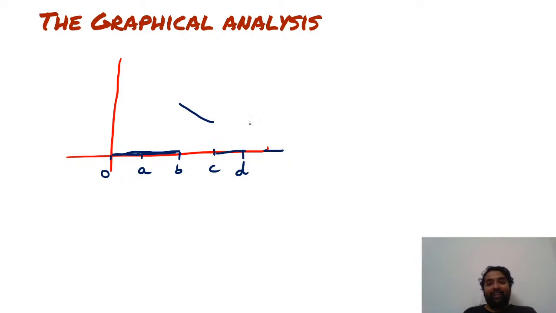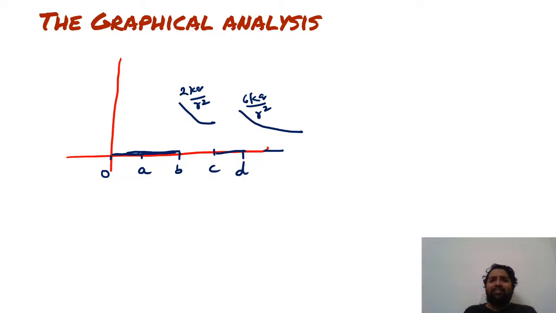And from C to D it's again 0, and from D it will follow another graph of 6kq by r square. Here the graph is 2kq by r square. Got it? So this is how we draw the graph.